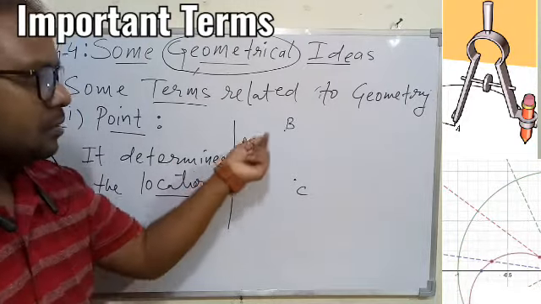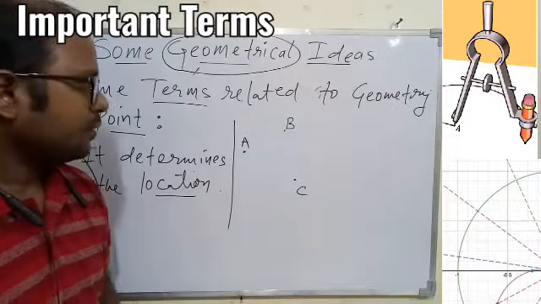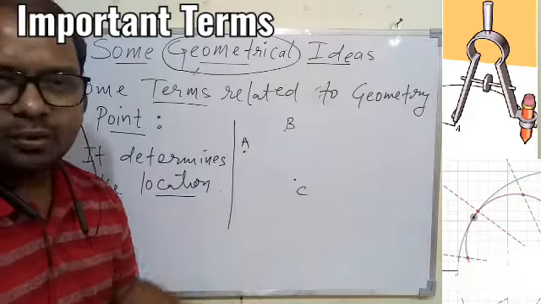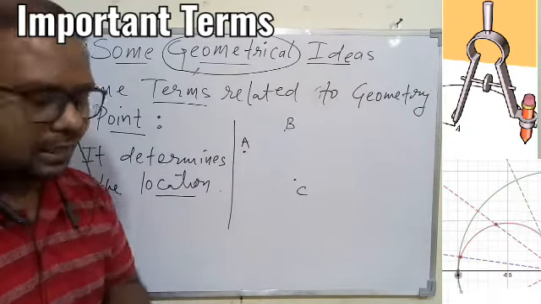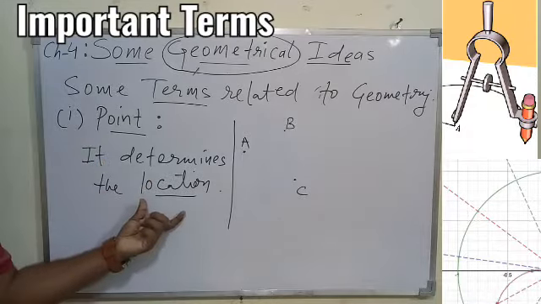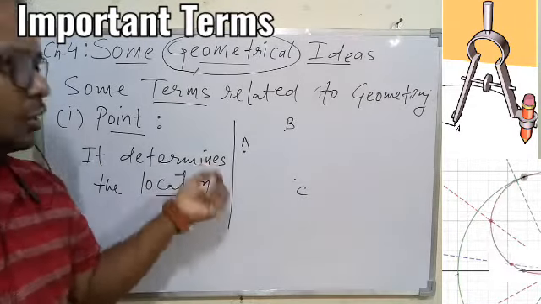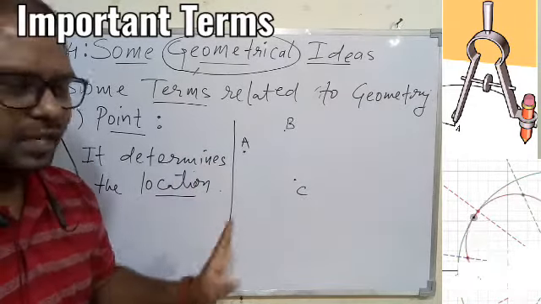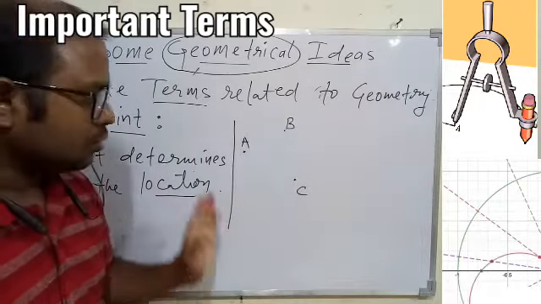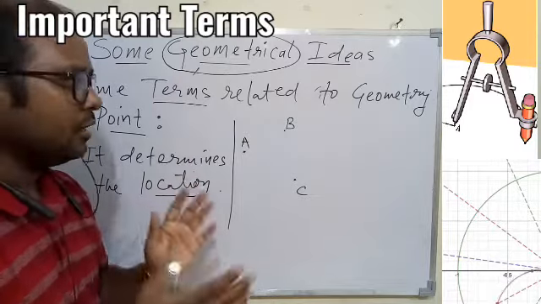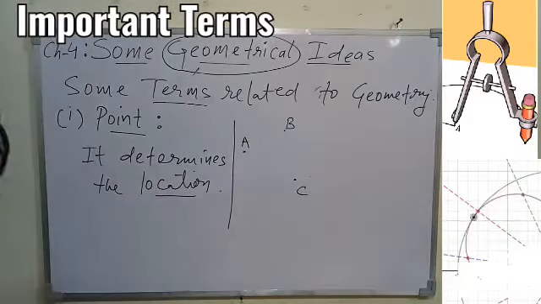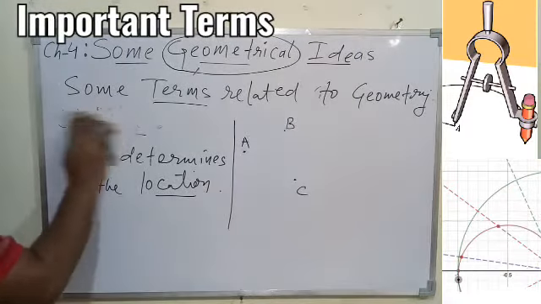So every point must be given a name, and that name can be anything. It can be ABC, it can be XYZ, whatever you can give the name. So that is one thing you should know. Point determines the location. So every point is showing you a particular location in a given space, and each point must be given a particular name so that different location and different points can be differentiated from each other. Simple. So I hope you understood the meaning of point.